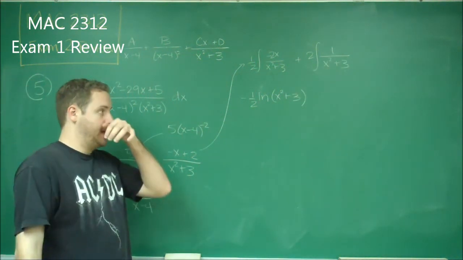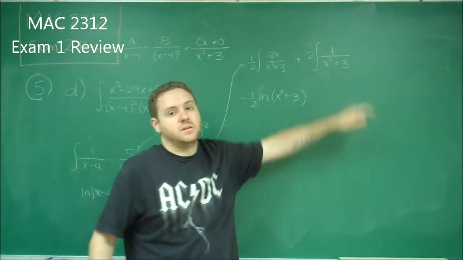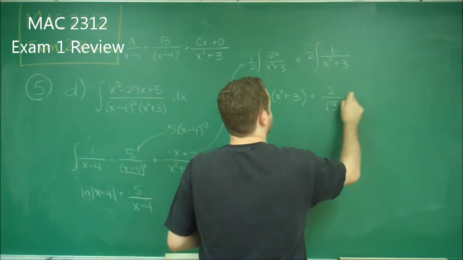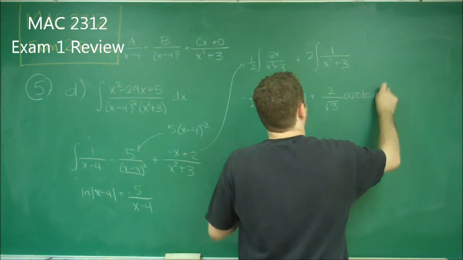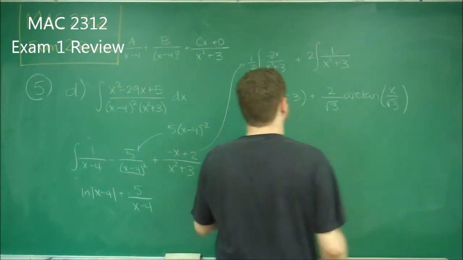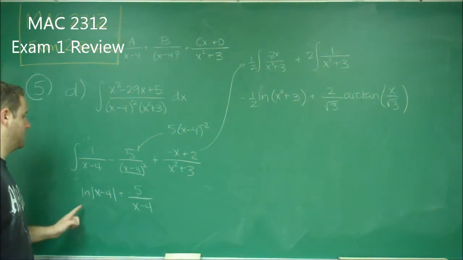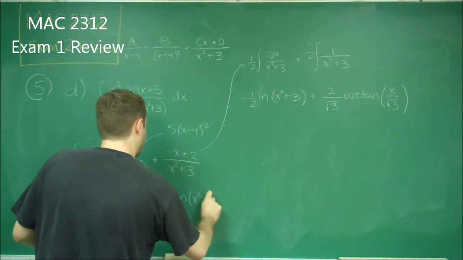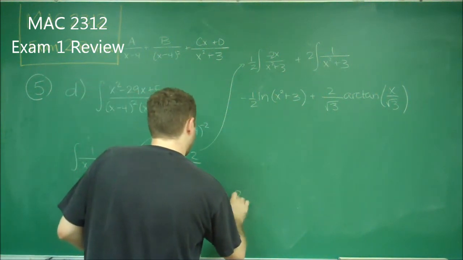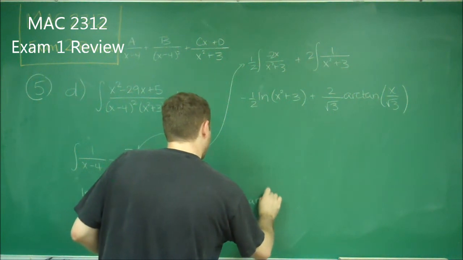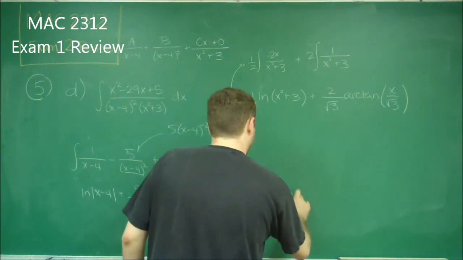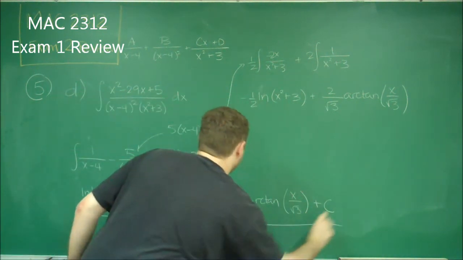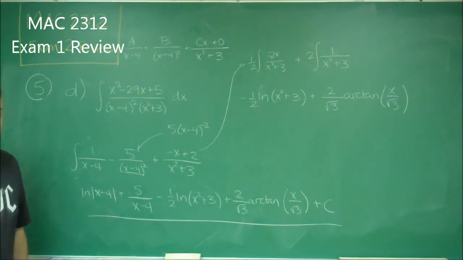However, our a is square root of 3, because a squared is 3 there, so this is going to be 2 over square root of 3 arctan of x over square root of 3. So our full answer is these two things and those there, minus 1/2 ln of x squared plus 3 plus 2 over radical 3 arctan of x over radical 3 plus c. We have 4 total terms and a plus c in our answer.